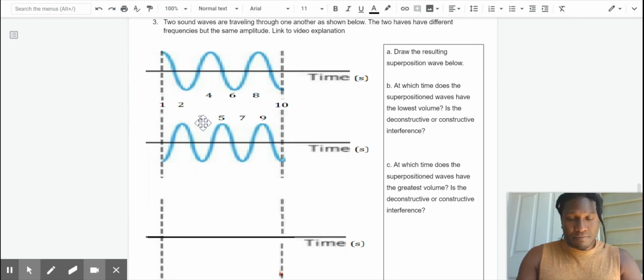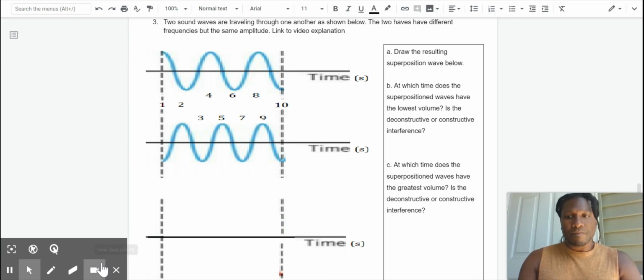At the 3-second mark, this is -1, and this is 0. I add those together, so my next point at 3 seconds will be -1. And I keep going through it, adding up their amplitudes at these locations. Once I have all those amplitudes, I plot them, then I just connect up the line. That's how I would go about doing it. Once you have that drawn, question B and C is pretty simple.